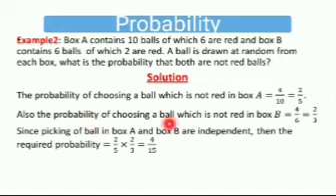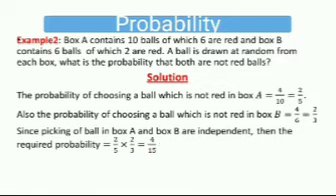Also, the probability of choosing a ball which is not red in box B. In box B, we have 6 balls, out of which 2 are red. So 6 minus 2 is equal to 4. So we have 4 over 6 that are not red. Divided by 2, we have 2 over 3. Now, since the selections of a ball in box A and box B are independent, the required probability is the probability of not red in A times the probability of not red in B, which is 2 over 5 multiplied by 2 over 3, which is equal to 4 over 15.